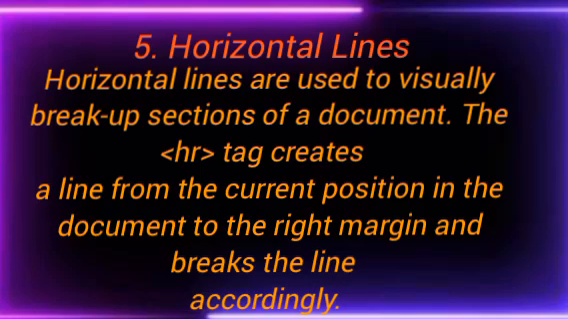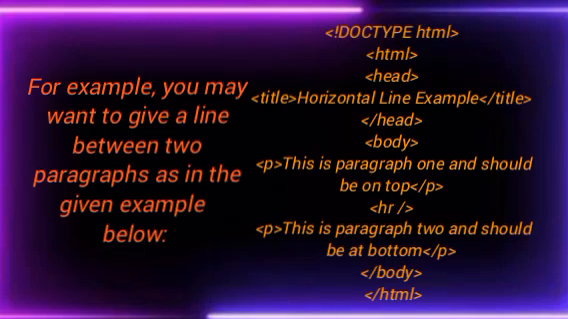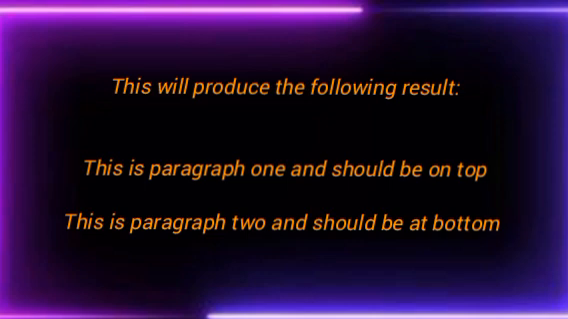5. Horizontal lines. Horizontal lines are used to visually break up sections of a document. The <hr> tag creates a line from the current position in the document to the right margin and breaks the line accordingly. For example, you may want to give a line between two paragraphs, as in the given example below. Example. This will produce the following result. This is paragraph 1 and should be on top. This is paragraph 2 and should be at bottom.